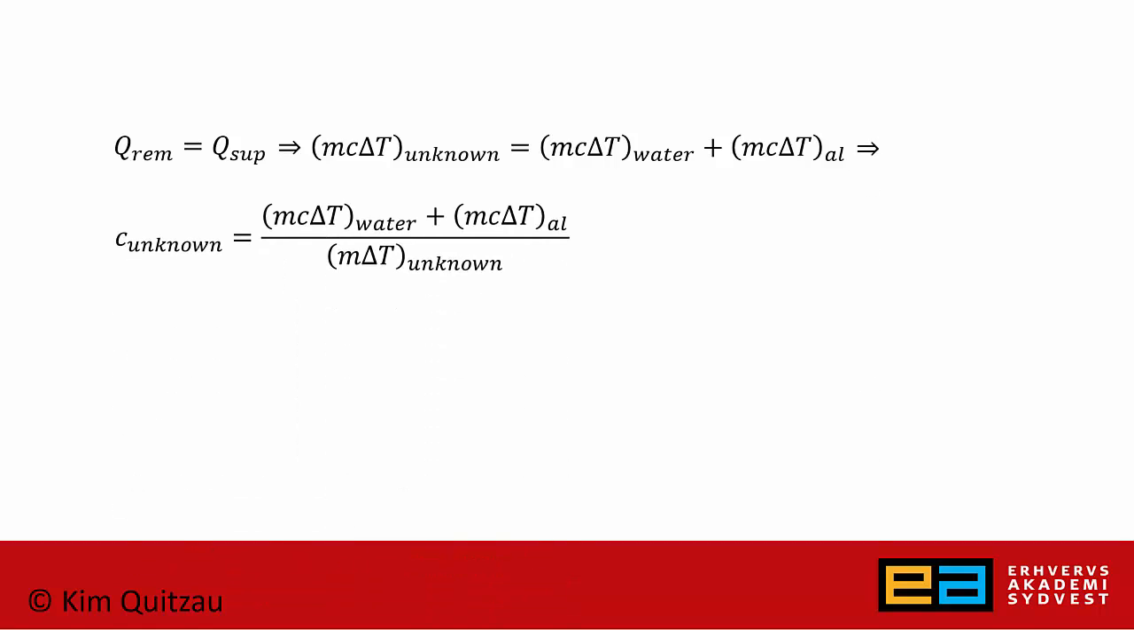We want to find the specific heat capacity of the unknown material, so that's what we isolate. We isolate it by moving mass and change in temperature over on the fraction line on the other side of the equation sign.